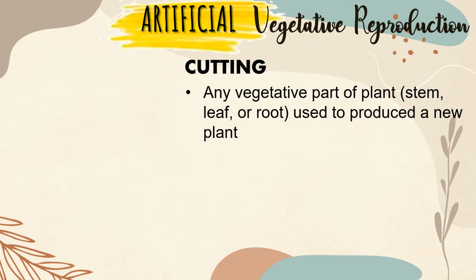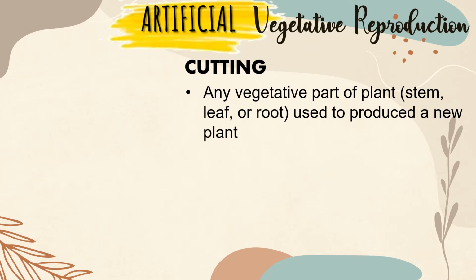First is cutting. Cutting can be done through leaves or stem. A cutting is any vegetative part of a plant, the stem, the leaf, or the root, used to produce a new plant. In stem cutting, a branch or slip is cut from a plant and placed in water or moist sand. Usually, the bottom of the cutting is dipped into hormones to stimulate root growth.